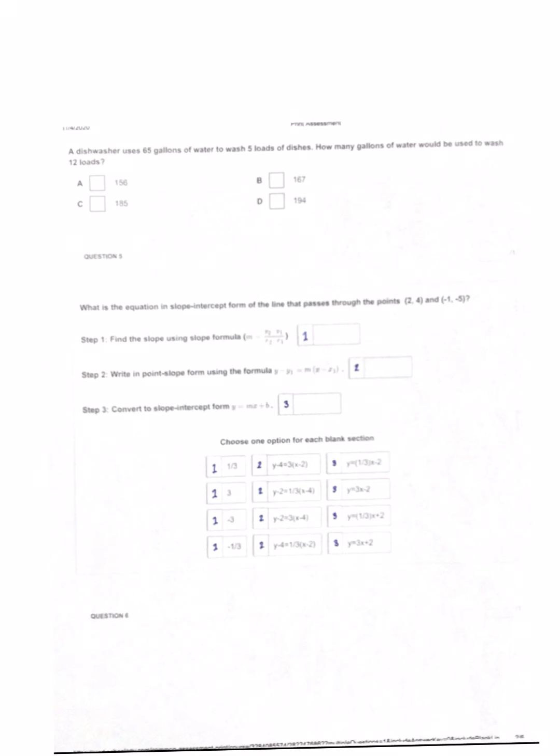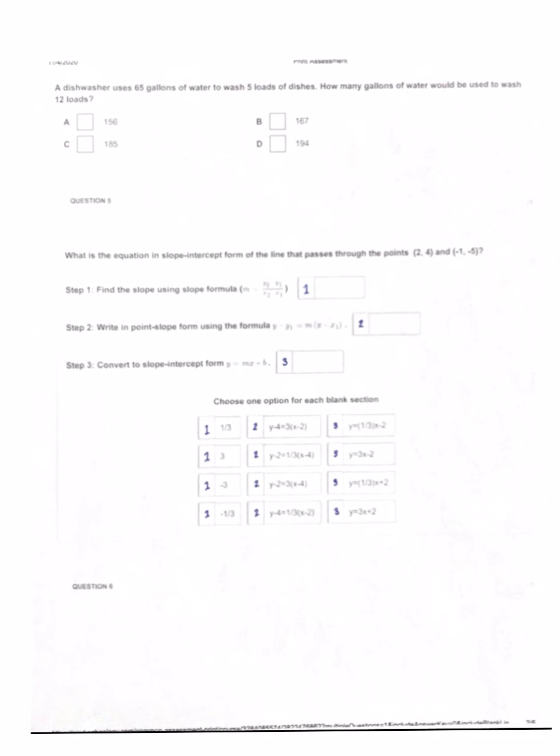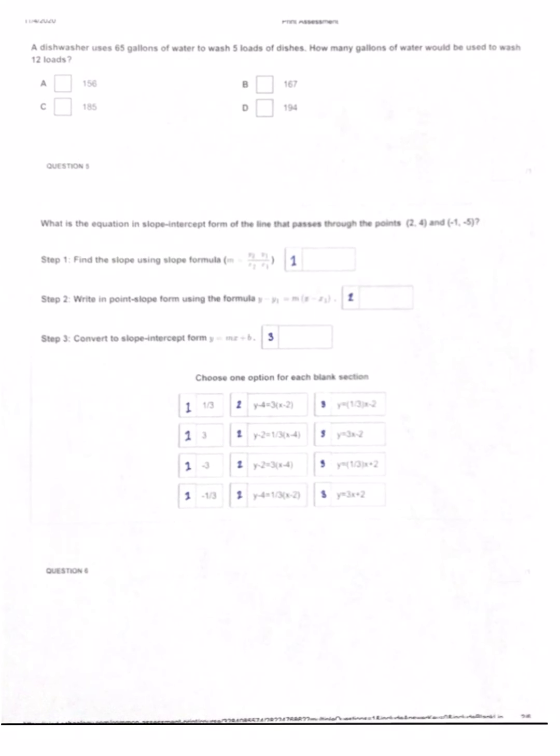Next page, question 5. It's a 3-part question. You will see this on the test. Okay, what is the equation in slope-intercept form of the line that passes through the points (2, 4) and (-1, -5)? So the first thing we need to do is find the slope. So I'm going to write it down here. The slope is going to equal -5 minus 4 over -1 minus 2. So this is -9 divided by -3. This gives me +3. So for part 1, it's number 3 from the drop-down box.